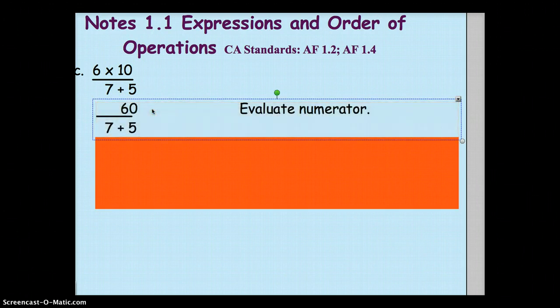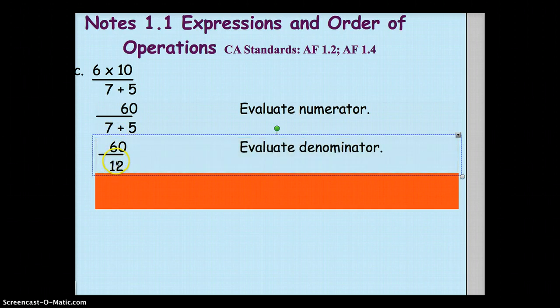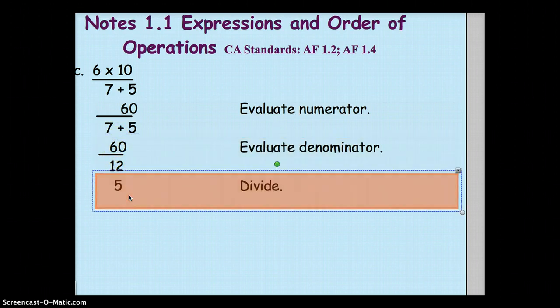So we multiply 6 times 10. We add 7 plus 5. And lastly, we can use that fraction bar to divide 60 by 12.